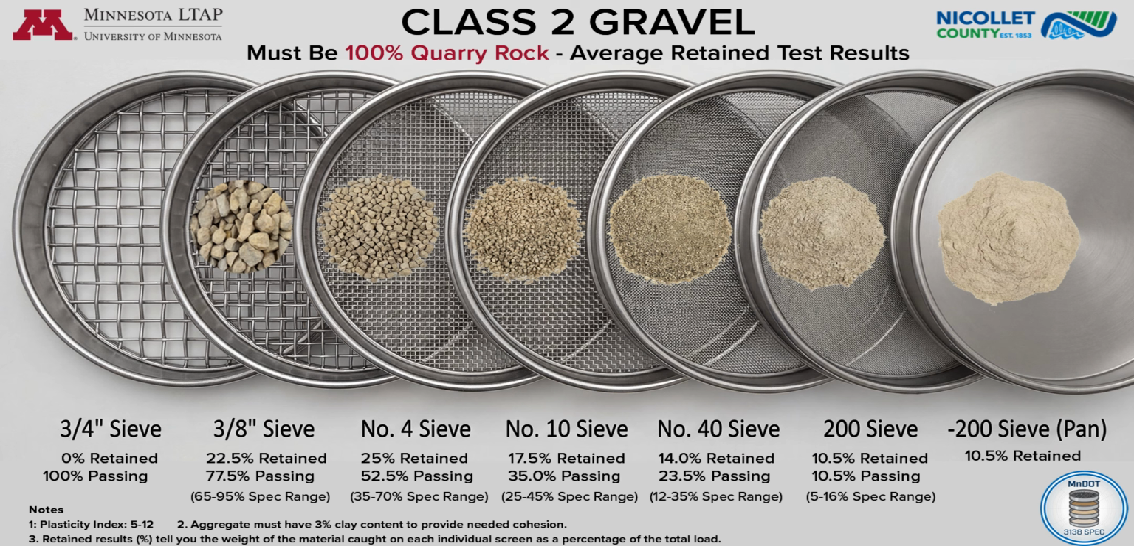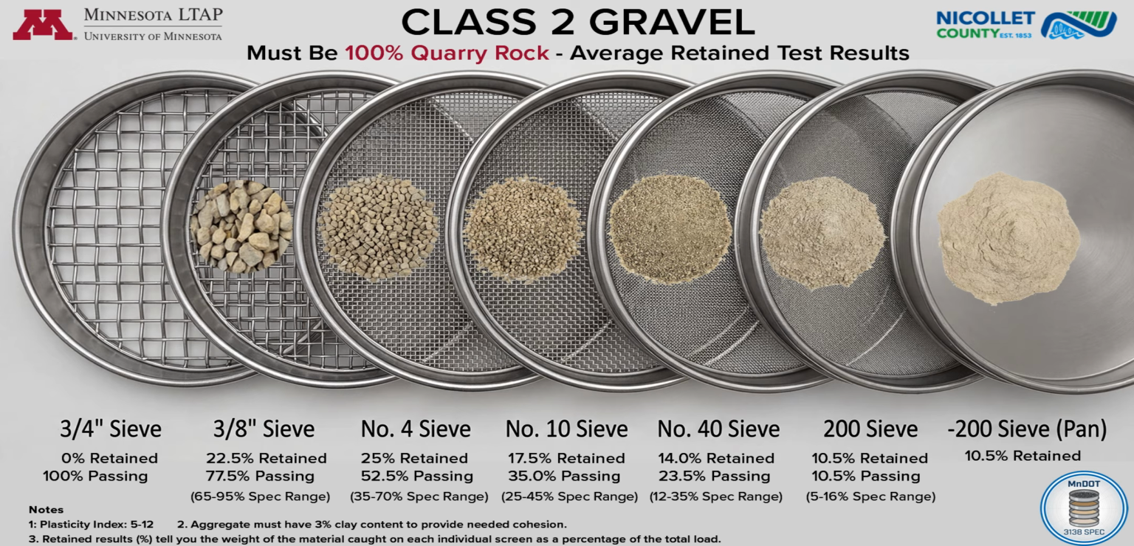2. Understanding the sieve waterfall. Think of the sieve stack as a filter system. We start with large openings and get progressively finer. 3/4 inch sieve, the top. Notice that 0% is retained. This means every single piece of rock in a Class 2 mix must be smaller than 3/4 of an inch.